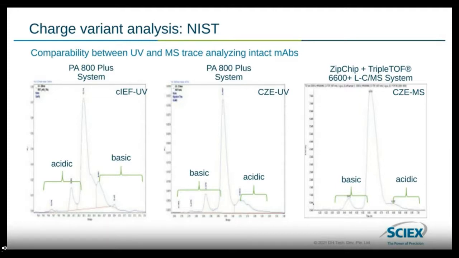Another example, a less complex example, is the NIST mAb. It has one acidic variant, one main basic variant, and then the main peak itself. And as you can see, it is similar to the infliximab. The CIEF and CZE profiles are mirror images, and the ZipChip profile is the same as the CZE profile, which makes monitoring very easy.